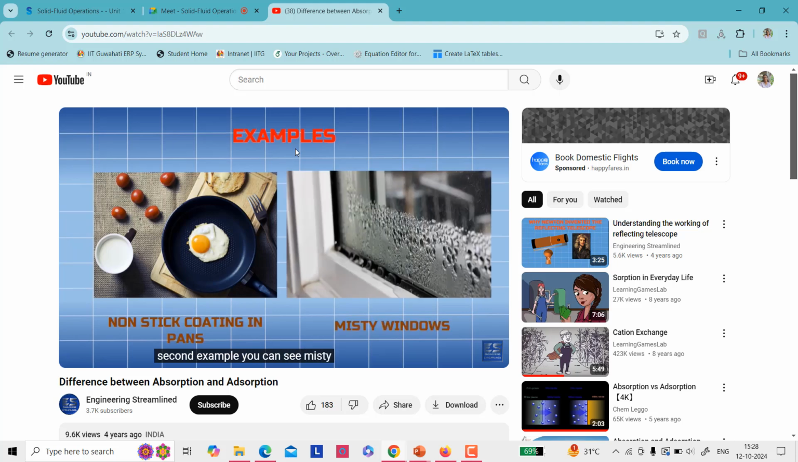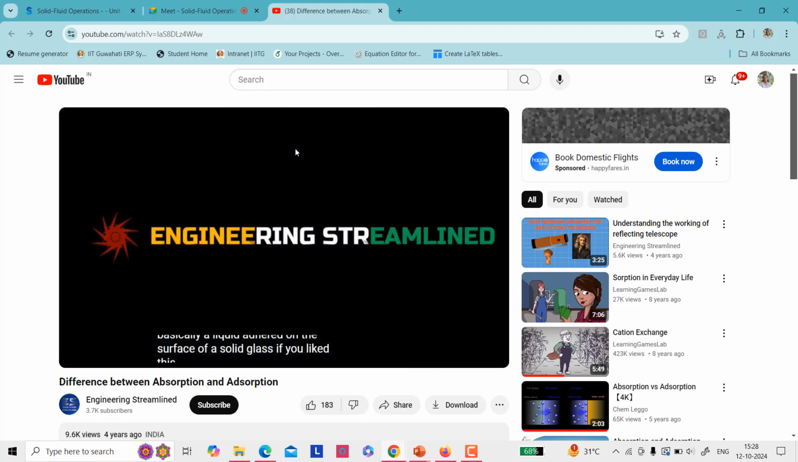Second one is misty windows. Water molecules cling to the glass windows during the time of fog or mist. Even though some moisture is always present in the air, occasionally water molecules bounce against the window and a small electric attraction makes it stick there. So over time these molecules pile up and form droplets. When they become sufficiently heavy, the force of gravity becomes greater than the stickiness and the drop rolls down the glass. So this is basically a liquid adhered on the surface of a solid glass. Okay. So this is the difference between absorption and adsorption.